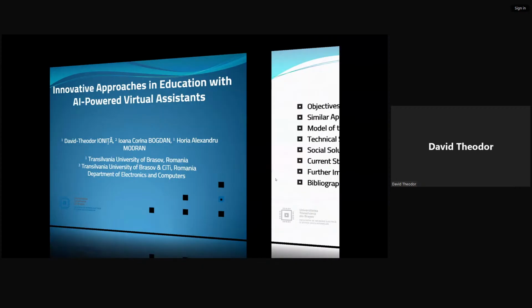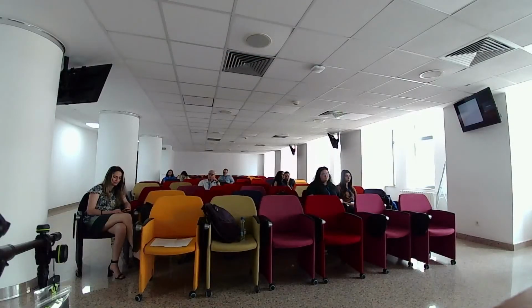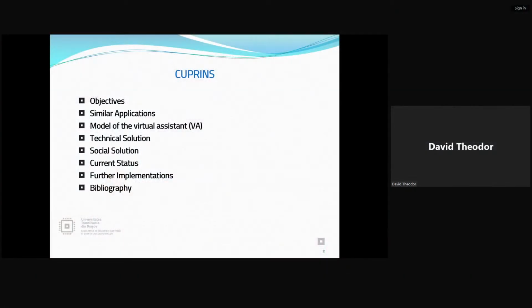Some key features that we will talk about today are the objectives of my work and of my application, some similar applications that exist in the world right now, and I will tell you what is different and where my project comes with something new. The model and the way I have thought and built this virtual assistant, some technical and social solutions, the current status of my work, and some further implementations that I plan on modifying and adding in the near future.